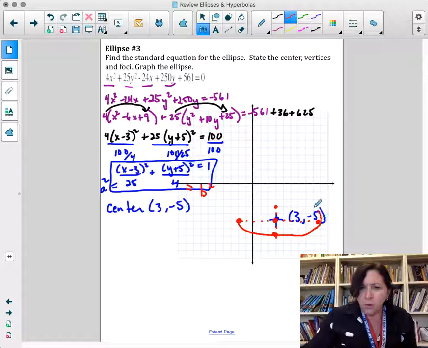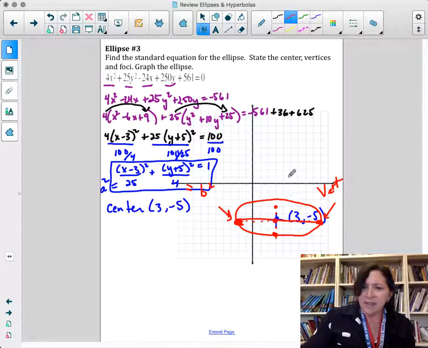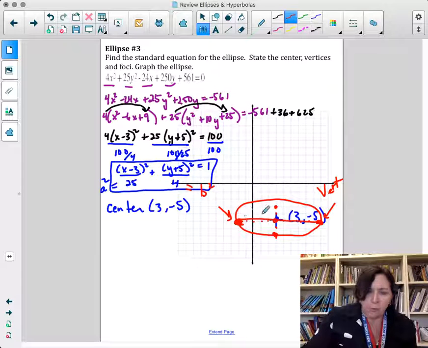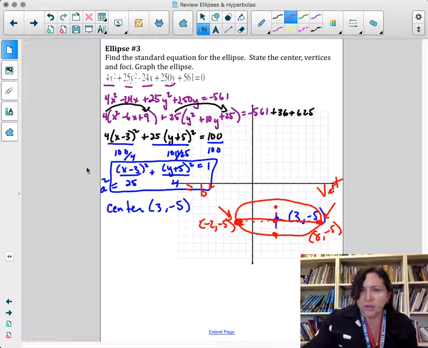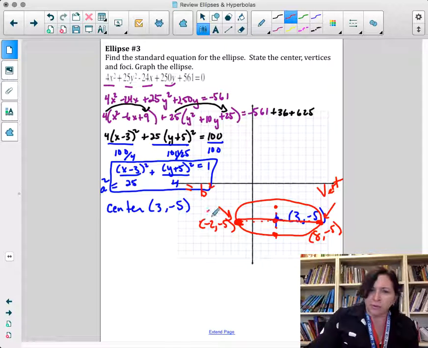And so my vertices are these points here, because that's my major axis right there. So when they ask you what your vertices are, you're going to say those values. Those are my vertices, okay? So that's what you have to say. That point right there for that vertex is, I think, negative 2, negative 5. And this point right here, 5 and 3 is going to be 8, negative 5.